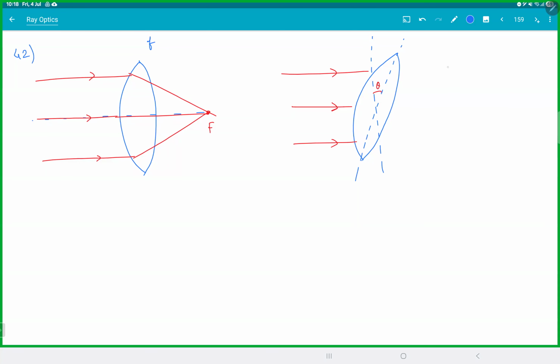Find the distance between the initial and the final image. Lens is tilted by small theta. Find the distance between images before and after tilting.